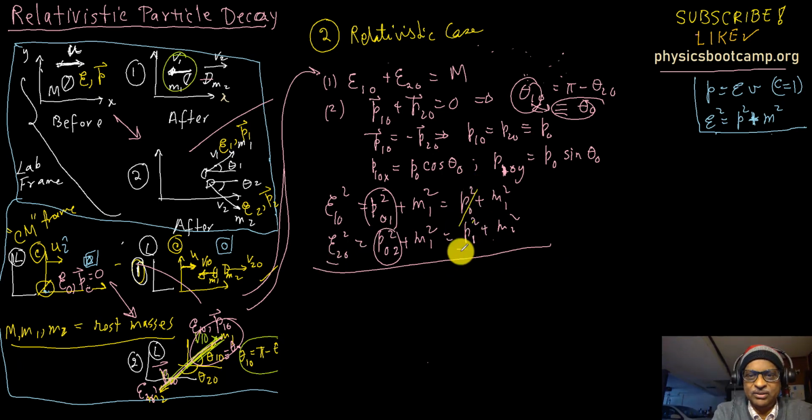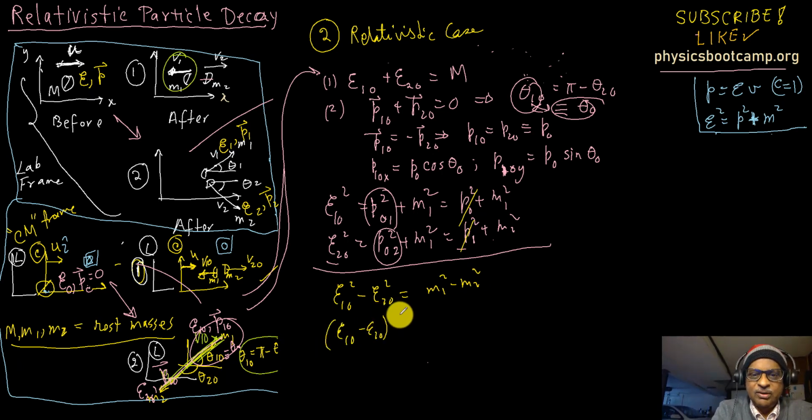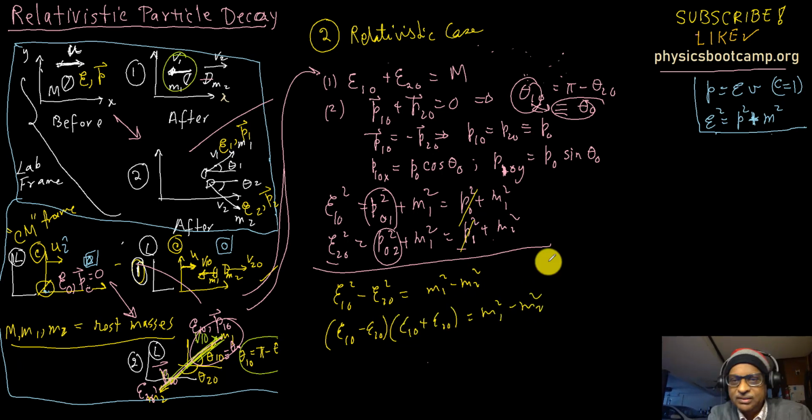So these guys will cancel out, and you get e10 square minus e20 square equals m1 square minus m2 square. And so e10 minus e20 times e10 plus e20 equals m1 square. It's exactly the same calculations. I'm not getting anything new, I'm just repeating it. So I can use 1. So this is equal to m, and then I can put m over here and then add and subtract.